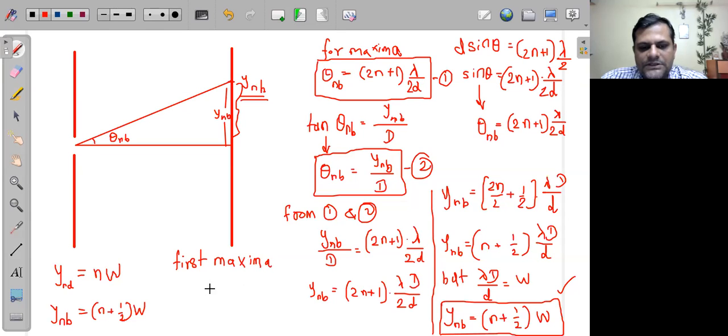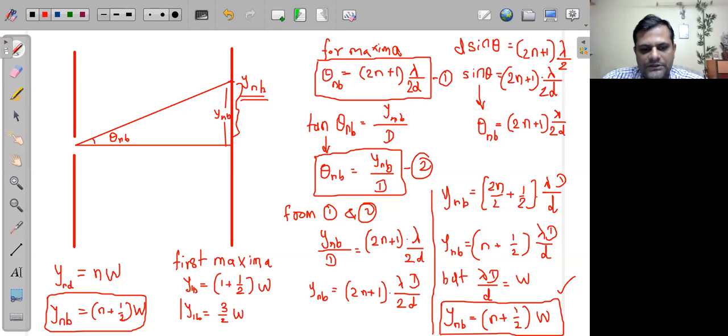First maxima means the first bright band, right? So that is 1b. Inside this formula we have to put n equal to 1. So if we put n equal to 1 in this formula, we get y1b equal to 1 plus half into w, where 1 plus half happens to be 3 by 2, and hence y1b is simply equal to 3 by 2 into w. That's it. So this is the first bright band.